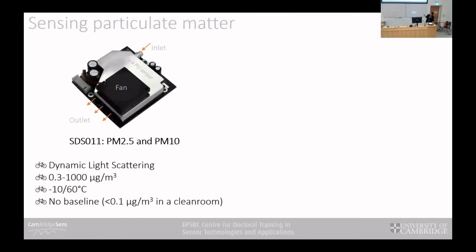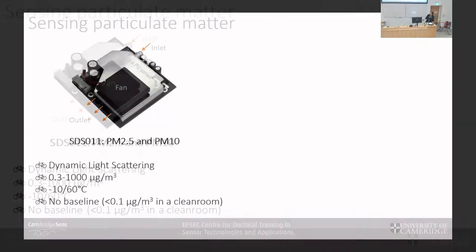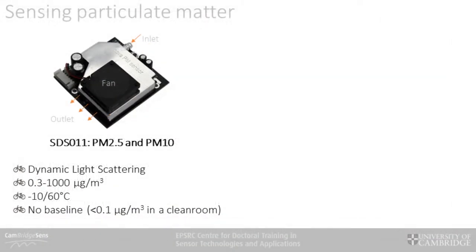We got this SDS-011, which measures PM 2.5 and PM 10 in terms of micrograms per cubic meter. It's fairly easy: air goes in through the inlet, then a fan sucks the air in, and then there is a laser and a photodiode, and by dynamic light scattering we get the amount of PM 2.5 and PM 10. It works in the -10 to 60 degree range, which is fine for us.